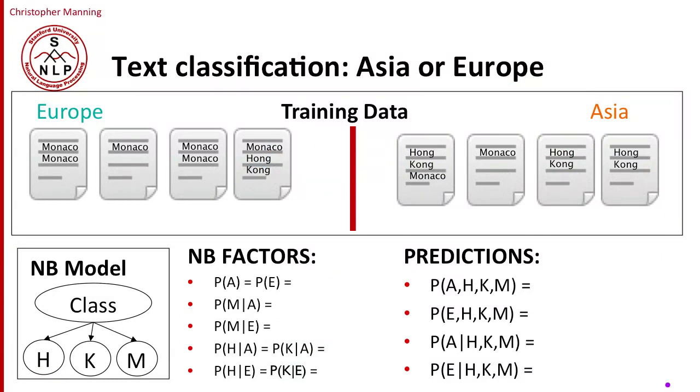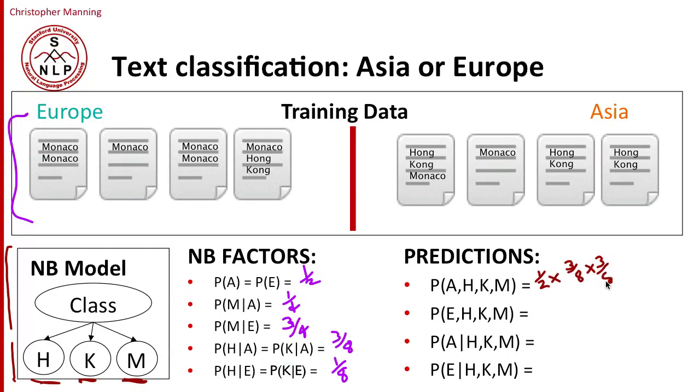So in this example, everything in the naive Bayes factors is just the same as before. We have exactly the same training data that we're building a model from. But this time, at test time, we've got exactly the same naive Bayes model, but our document of interest has Hong Kong, Monaco, 1 time each. So what do we get when we work through our naive Bayes model predictions? The joint probability of Asia and all the words is 1/2 times Hong given Asia 3/8 times 3/8 for Kong times 1/4 for Monaco, and the joint probability for Europe is 1/2 times 1/8 times 1/8 times 3/4.